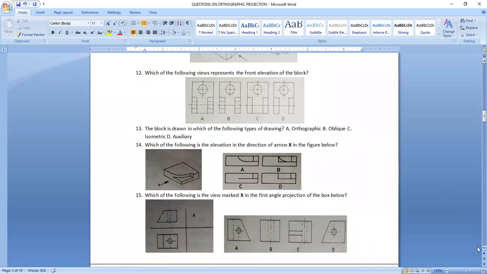Then we move to question 14, which says: which of the following is the elevation in the direction of arrow X in the figure below? So the object is being viewed in this direction, and my answer is option D. If you take option A, it is not correct because the curve is not going to show in the front elevation. For option B, this is not correct. So the line that we have here, so we are going to have what?